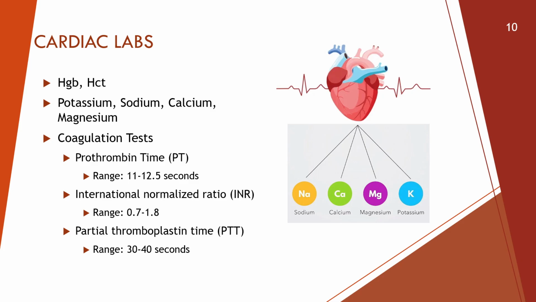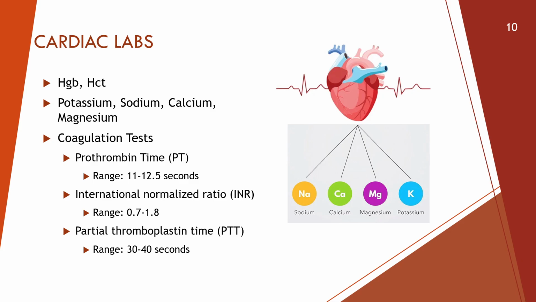So we're looking at the hemoglobin and hematocrit to rule out bleeding or anemias. We need to check the electrolytes, including sodium, calcium, magnesium, because if they're too low or too high, it will influence the cardiac electrical signals and even cause irregular heart rhythms, especially with potassium.